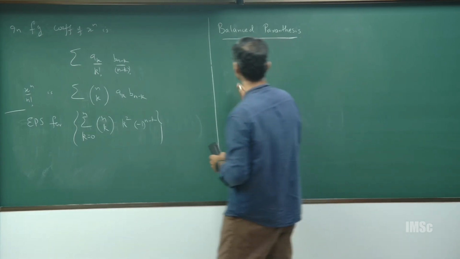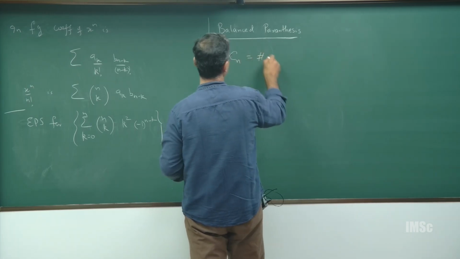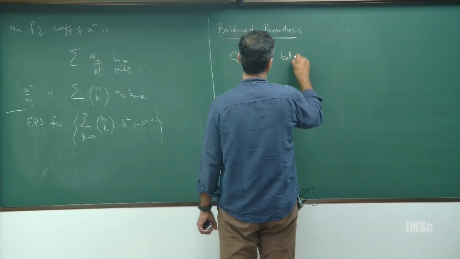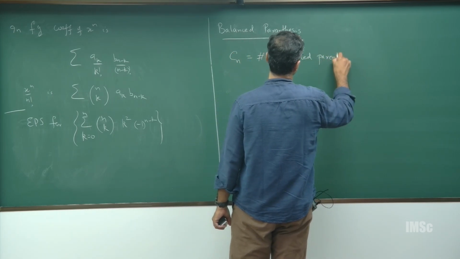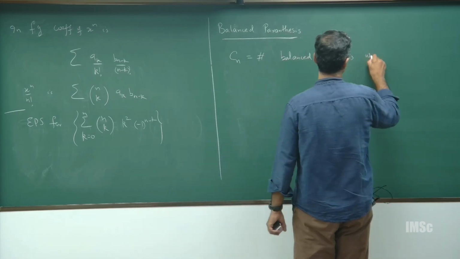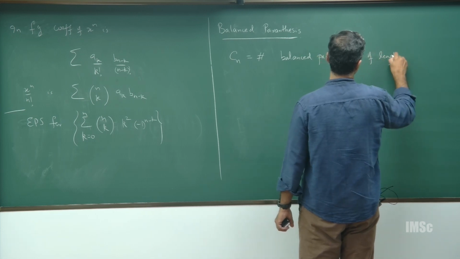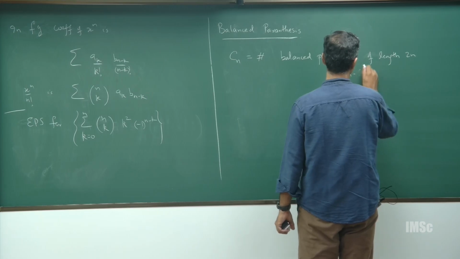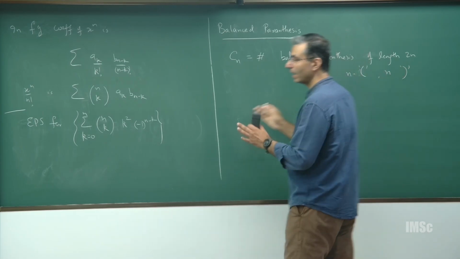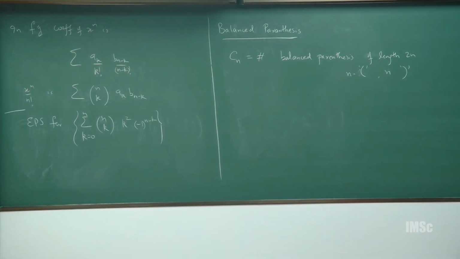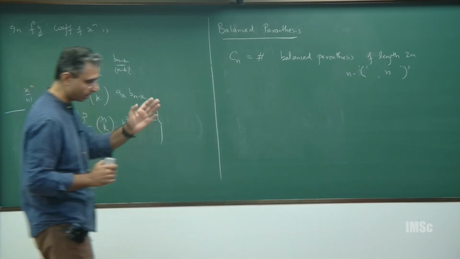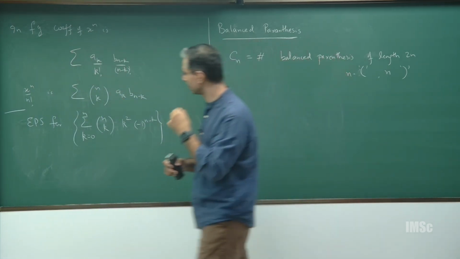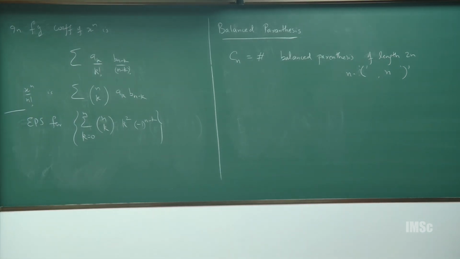So let Cn be the number of balanced parentheses of length 2n, right. So, of length 2n means n left parentheses and n right parentheses, right. So, what is balanced? When you go from left to right, the number of left parentheses do not exceed the number of right parentheses. Is that correct? Right. The number of opening parentheses is never more than the number of closed parentheses. Or is it the other way around? Other way around. The number of open parentheses is less than the number of closing parentheses.